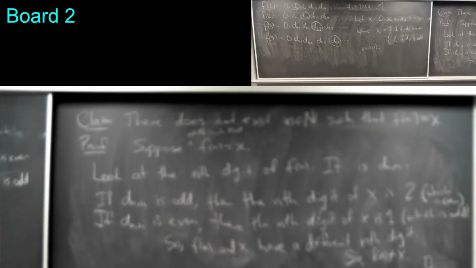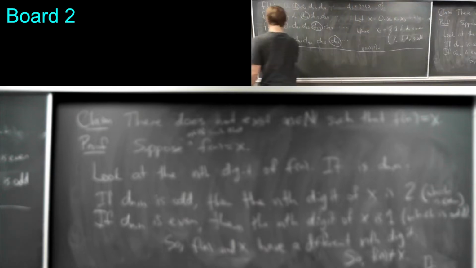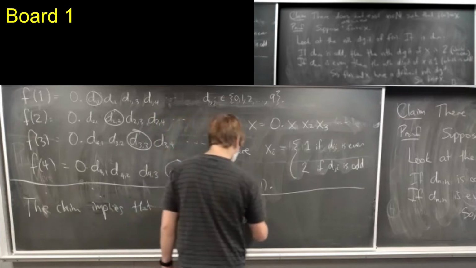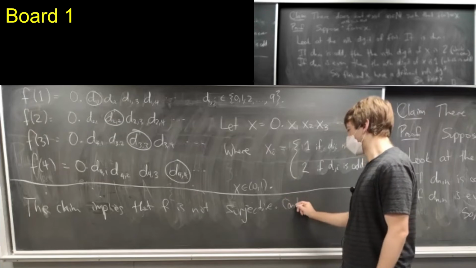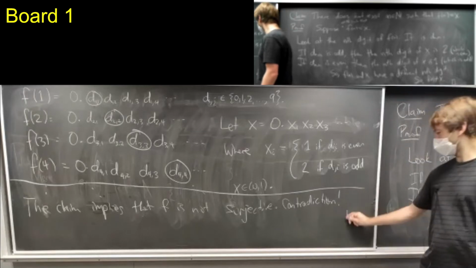So that proves the claim, and that actually proves the whole theorem, because the claim implies that f is not surjective, which is a contradiction. Which is what we were aiming for.